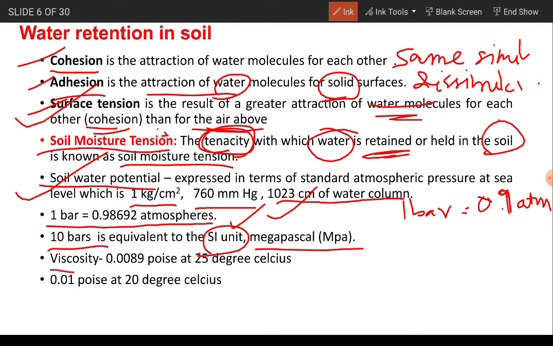Or megapascal also we can say. The viscosity of water is 0.0089 poise at 25 degrees Celsius. At 20 degrees Celsius, what is the viscosity of water? 0.01 poise. Okay, viscosity.